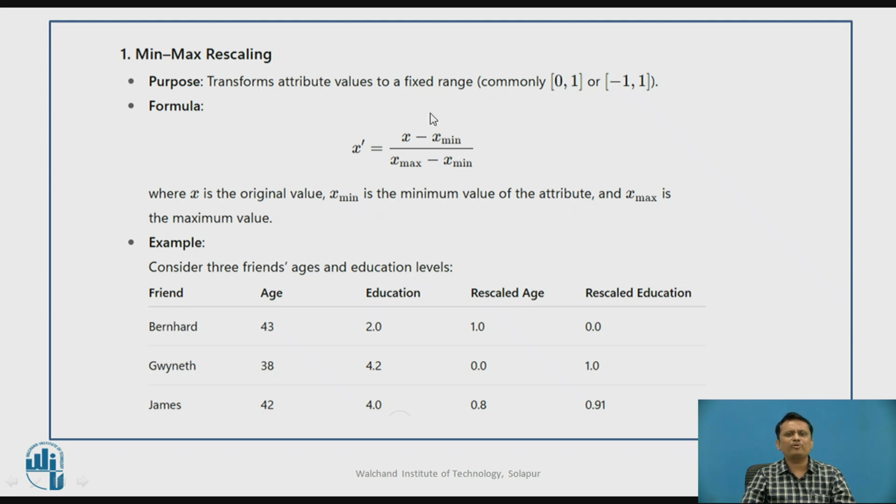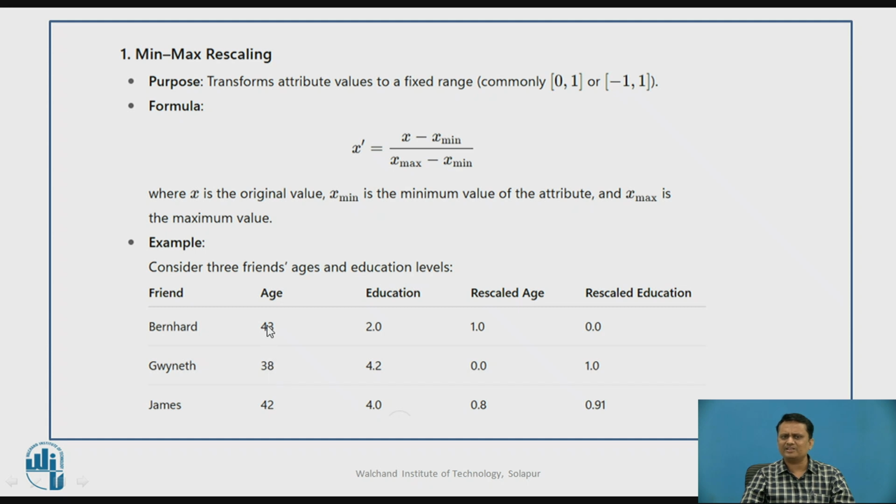So this is the formula for doing the normalization. This x dash represents the normalized value of the attribute. Let us say you have this age and this 43 value you want to rescale. So you want to have a scaling of the age in between 0 to 1. So what can be done is this x will be 43 minus x min. What is the minimum value of the age? Minimum value of the age is 38.